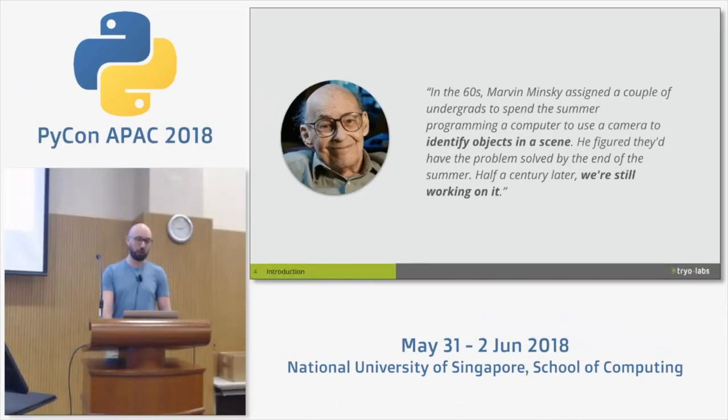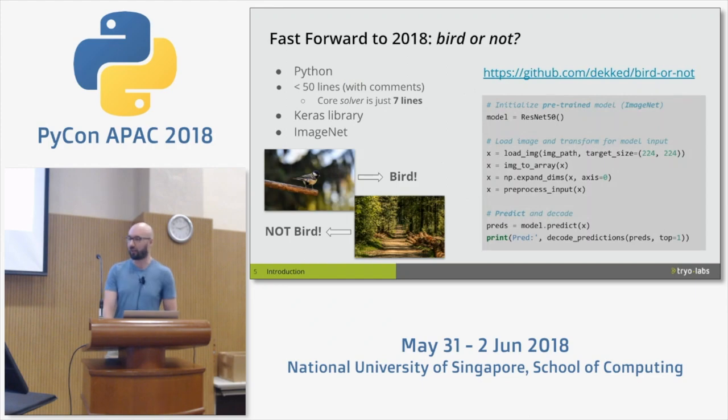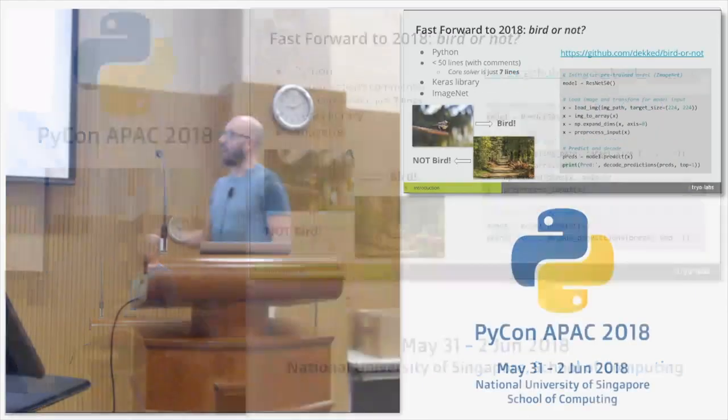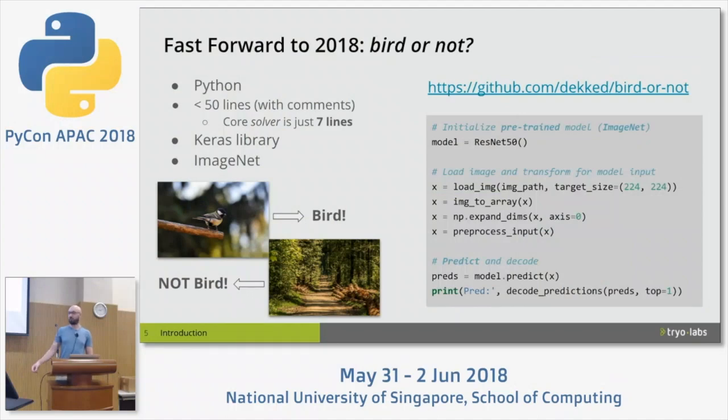But we're in 2018, so let's fast forward. I actually did some code for this conference, and I built a program called Bird or Not, which you can clone from the repository there. This program actually tells you if a picture is of a bird or not. And it's built in Python. It uses the Keras library, which I don't know if you have heard about, but it's a very nice library for doing these sort of things. It uses something called ImageNet, which we're going to talk briefly about. And basically, it's under 50 lines of code. So what Minsky's students couldn't solve in half a century, we can solve now with less than 50 lines.